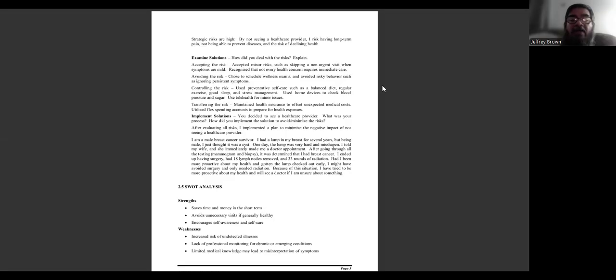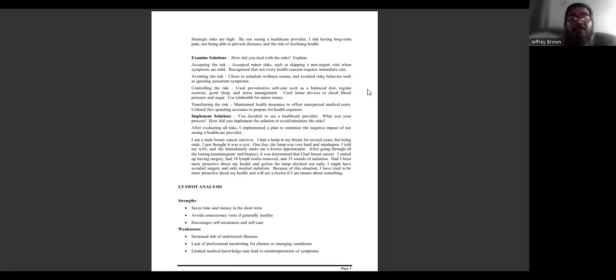I told my wife about it, and she immediately made me a doctor's appointment. Then, after going through all the testing, the mammogram, and a biopsy, it was determined that I had breast cancer. I ended up having a surgery and 18 lymph nodes removed, and also 33 rounds of radiation. Had I been more proactive about my health and gotten the lump checked out early, I might have avoided surgery and only needed radiation. Because of this situation, I have tried to be more proactive about my health and will see a doctor if I am unsure about something.